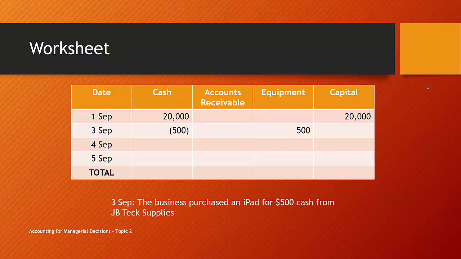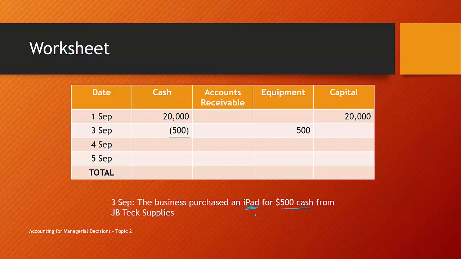On the 3rd of September, the business purchased an iPad for $500 cash from JB Tech Supplies. $500 is the amount. Now, trying to figure out what's happened here. Cash has left the organization. So they purchased an iPad for $500 cash. So cash has gone out, but they now have an iPad.